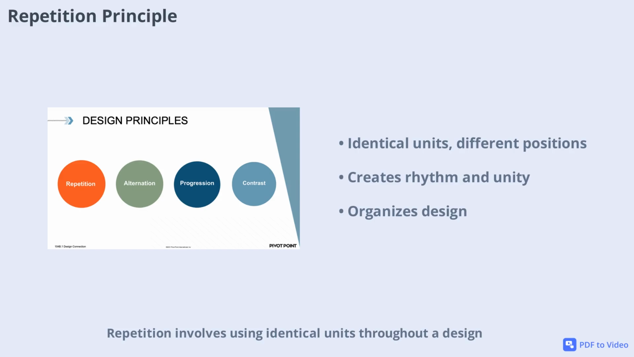Repetition involves using identical units throughout a design, with the only difference being their position. This principle creates rhythm and unity, making your designs feel cohesive and intentional. It's a simple yet powerful way to organize visual elements.